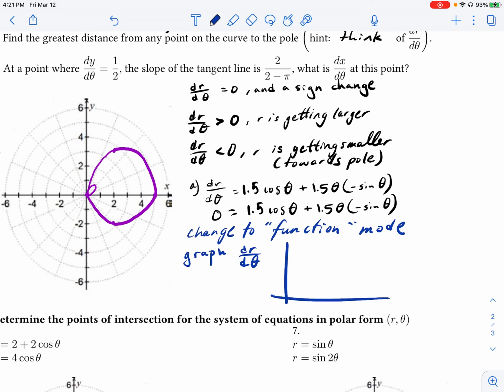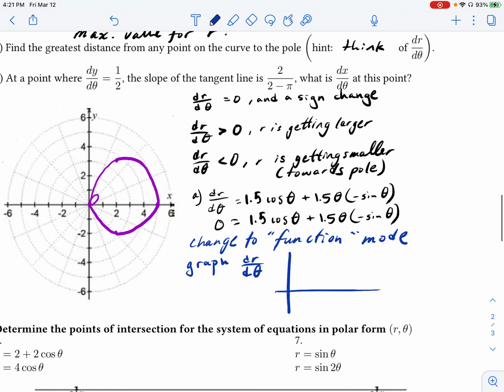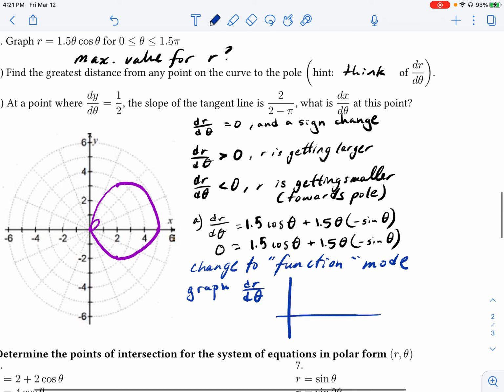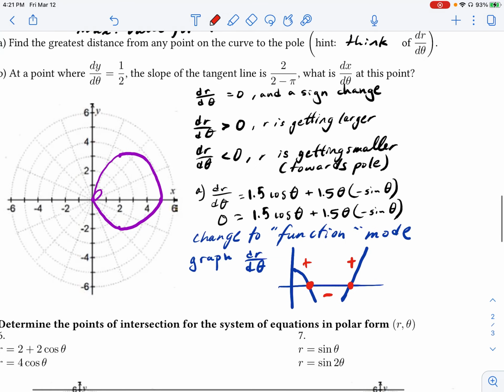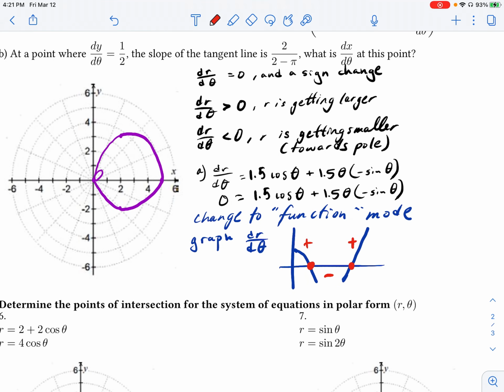And you'll know you're doing it in the right mode when it's going to ask you to enter in x's instead of thetas. And make sure that you keep your window from 0 to 3 pi over 2. That's going to give you a graph that looks something like this. What we're interested in is where these zeros are, such that the derivative is equal to 0 and we have a sign change from positive to negative, negative back to positive. So go ahead and use the zero feature in your calculator to find those points.